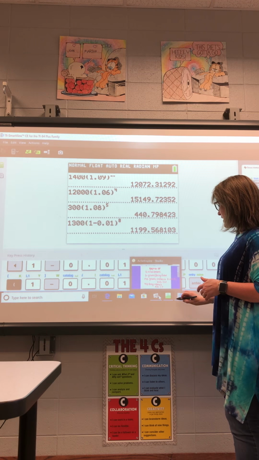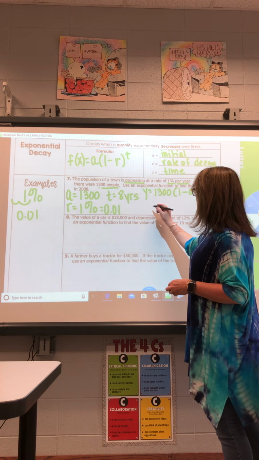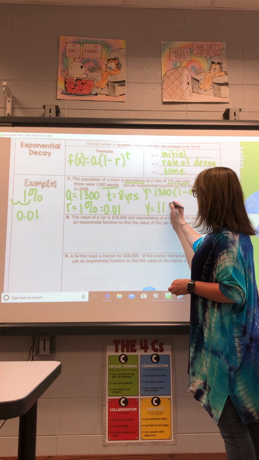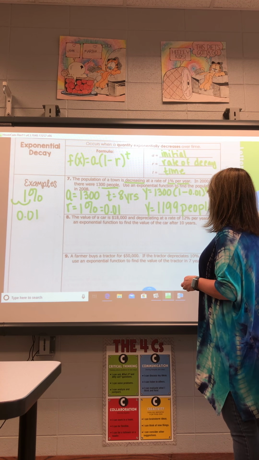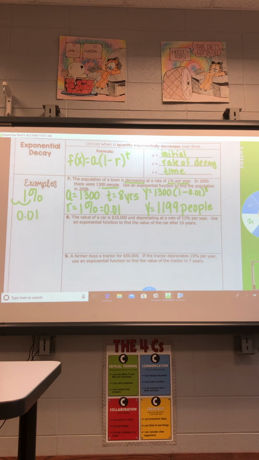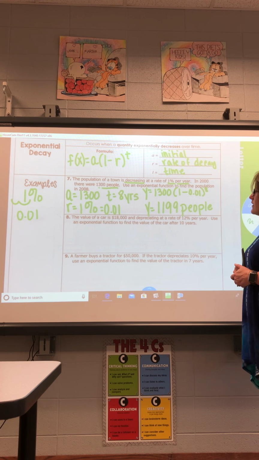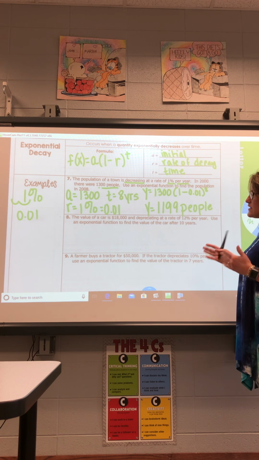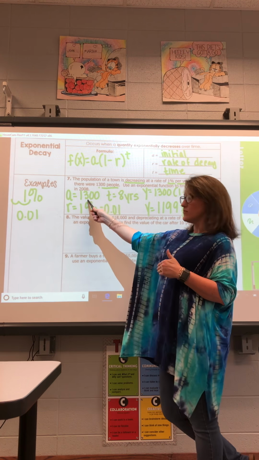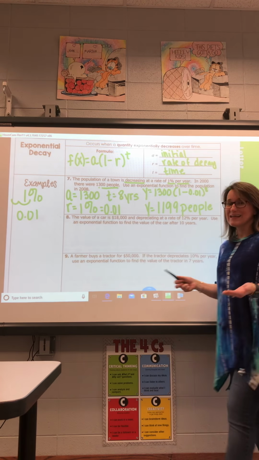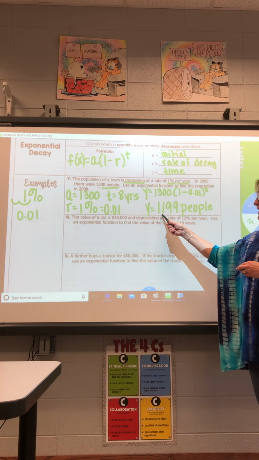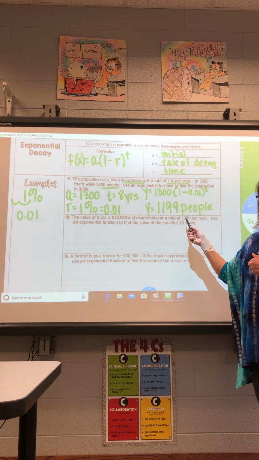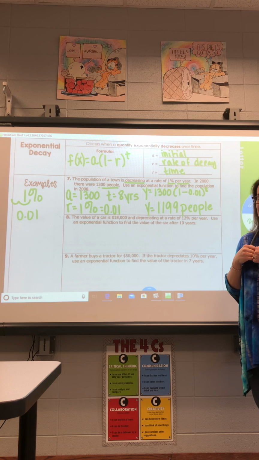Okay, so let's go back to our problem here, and we'll have 1,199 people, okay? And so that will be the town population after 8 years. So notice that the population started with 1,300 people, and then after 8 years of declining population, we ended up with 1,199 people. So we did decline in value.